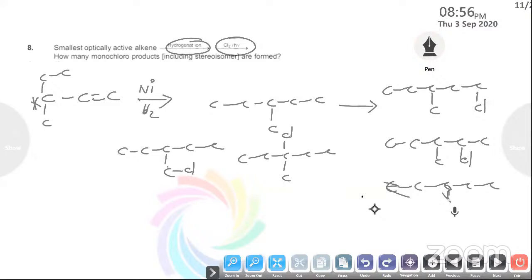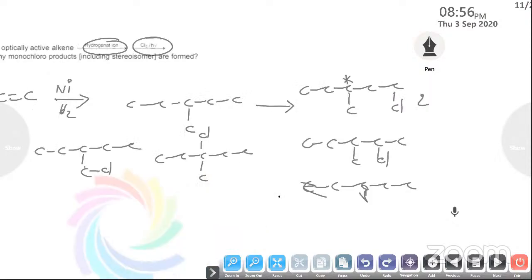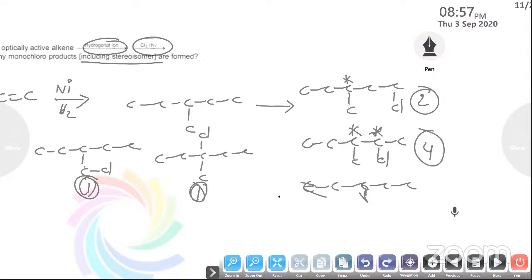Yeah. So if I write chlorine here, this is a chiral carbon. Chiral carbon means you will get 2 products. Next, when you write chlorine here, you are getting 2 chiral carbons. 2 chiral carbons means you will get 4 isomers. Next, when you are writing here, it is 1. Next, when you are writing here, this is also 1. So in total you got 2 plus 4, 6. This one 7 and this one 8. So in total there are 8 monohalogen derivatives as asked, including stereoisomers.